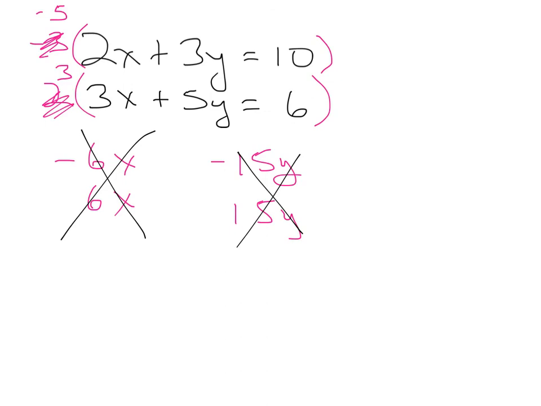So just recognize that sometimes you have to multiply both equations by some number in order to get one of the variables to eliminate. And don't be afraid, because sometimes you're going to have to multiply by a fraction or a decimal, and that's okay too.